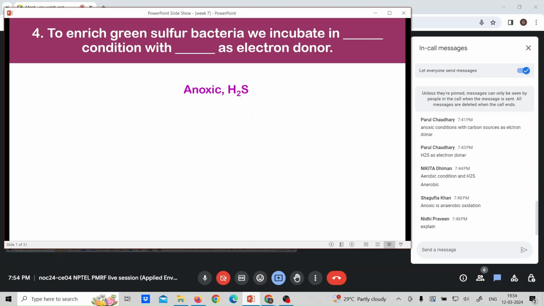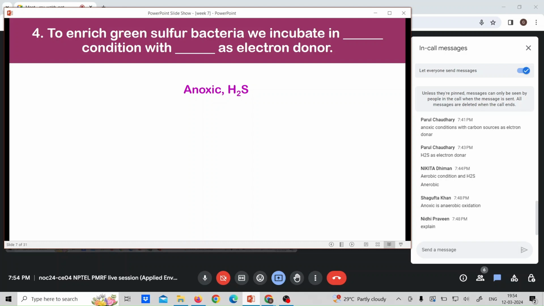But in the case of organic matter, you mostly see substrate level phosphorylation, and it is fermentation. When organic matter acts as the electron acceptor, it forms products such as lactic acid and ethanol. So when it is organic matter, fermentative metabolism happens. In this case, green sulfur bacteria are in an anoxic condition with hydrogen sulfide as the electron donor. The electron acceptor will also be some other inorganic substance.